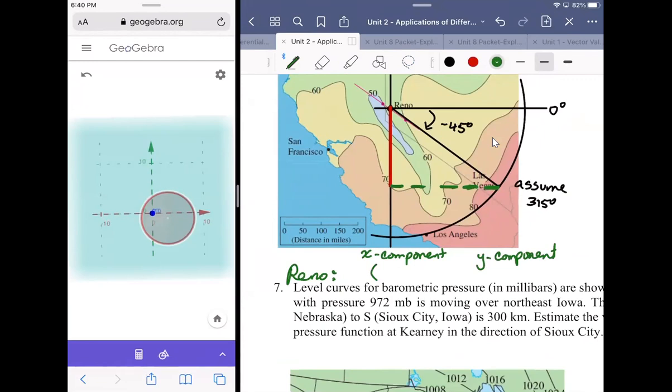Reno is our start point, so it doesn't have any horizontal movement or vertical movement. All right. So then in terms of the temperature, the Y value is the temperature that we're going with. That is in the 60-degree isothermal range in both cases.